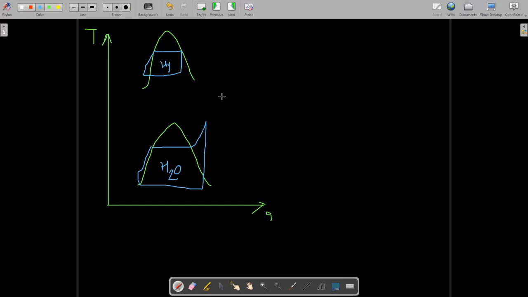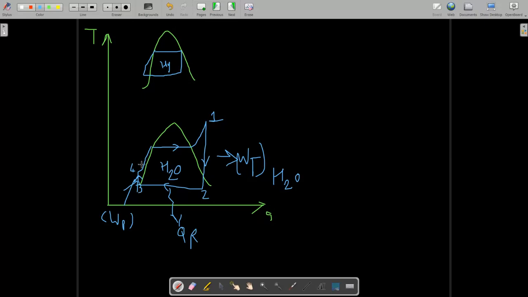So all the points, I hope you know the basic processes. This is point number one, the exit of the boiler. Steam is superheated. This is the second point, after expansion from the turbine, so you will get the turbine work from the H2O cycle. After that there is condensation in the condenser, so some heat is rejected, and 3 to 4 is the pump work, and 4 to 1 again heat supplied.